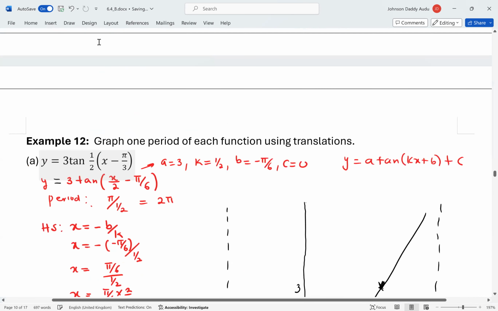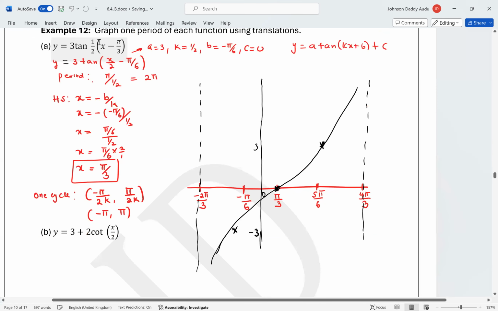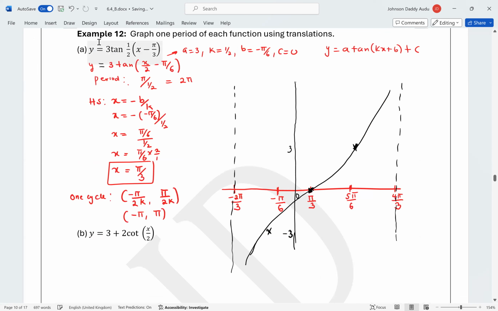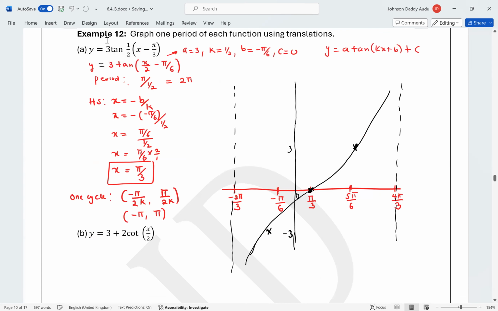So you can see that this is a graph that has a horizontal shift. So that is why it's looking like this. And also you can always test your values. You test your function by picking any value and substituting it into the equation.